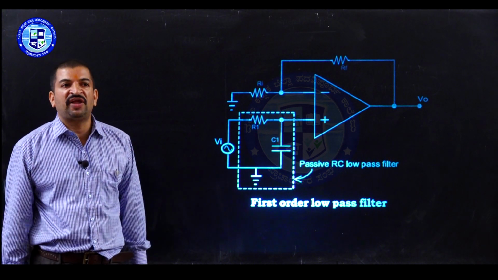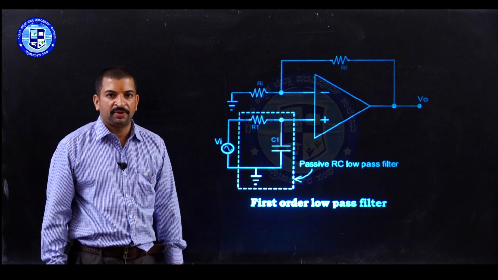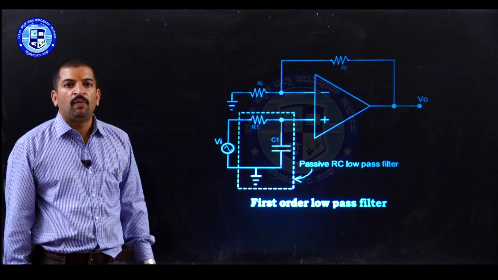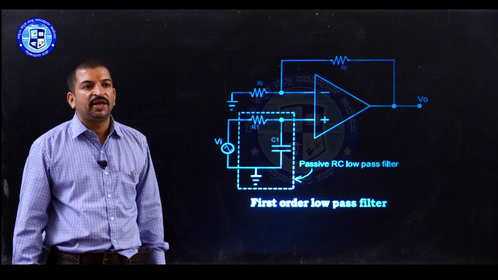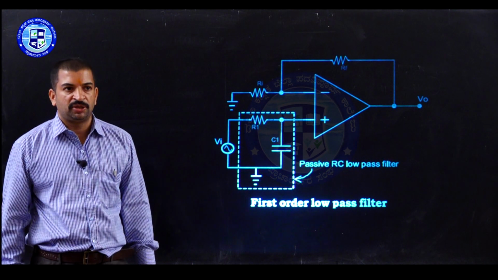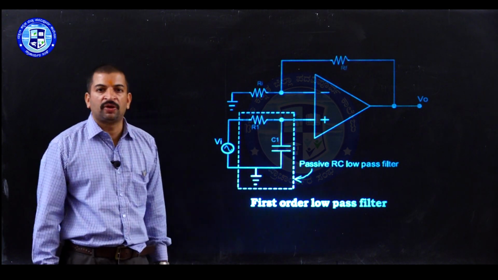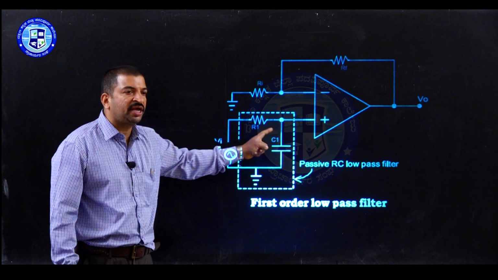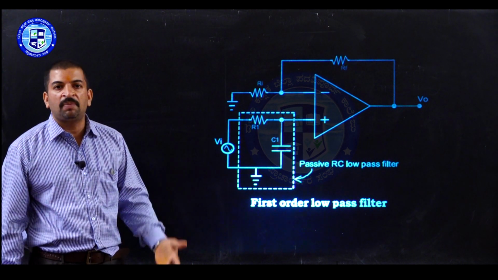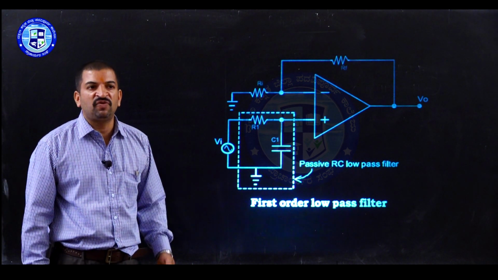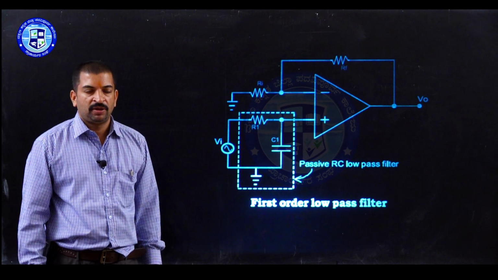Now as you increase the frequency, the capacitive reactance goes on decreasing. Therefore, when the input signal frequency crosses the critical frequency, the output voltage decreases. This is because at high frequency the capacitor acts as a short circuit. So most of the input signal voltage is bypassed through the capacitor. So the input voltage is not applied to the amplifier. Therefore, the output voltage decreases at high frequency.